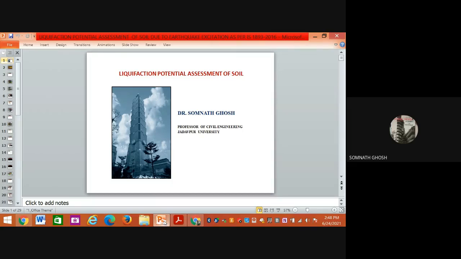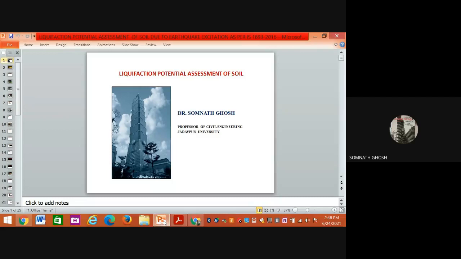Because your superstructure may be designed properly, but if you don't give sufficient attention to the substructure, that means the foundation, then what will happen is that the foundation, the soil, etc. will collapse, and ultimately the building will collapse. So these are the things you keep in your mind. Then you will be able to understand why this liquefaction potential assessment of soil is so important.